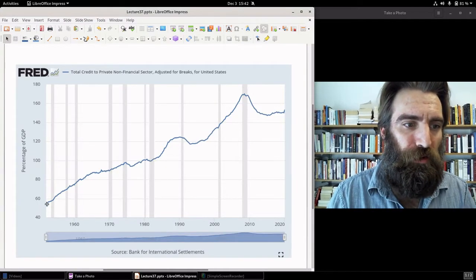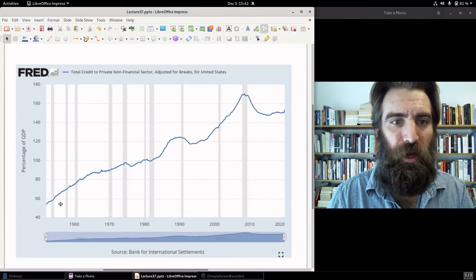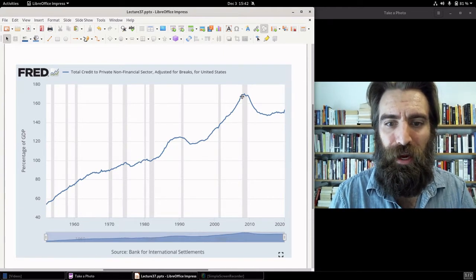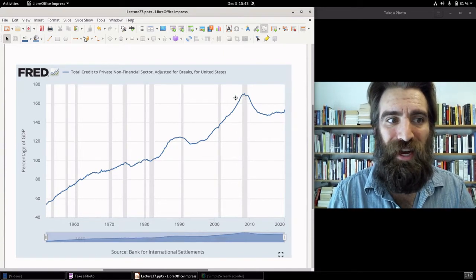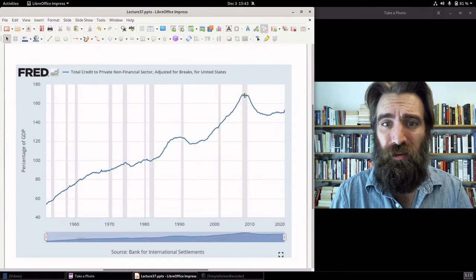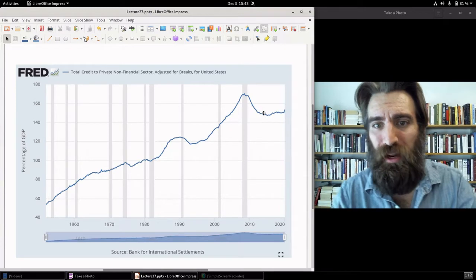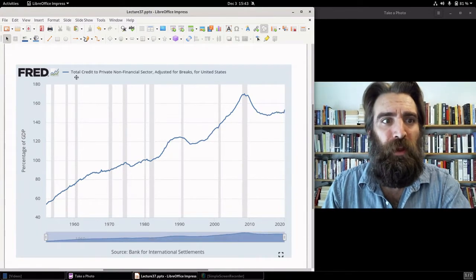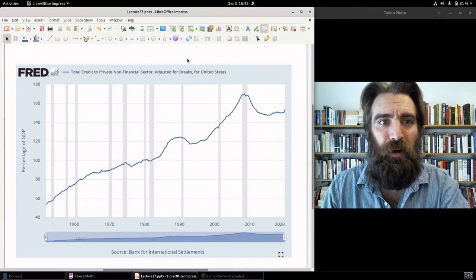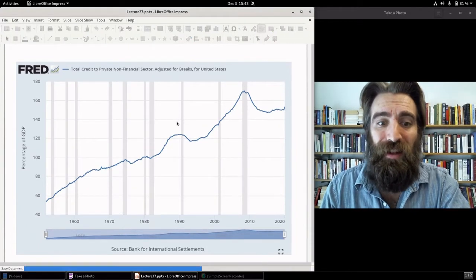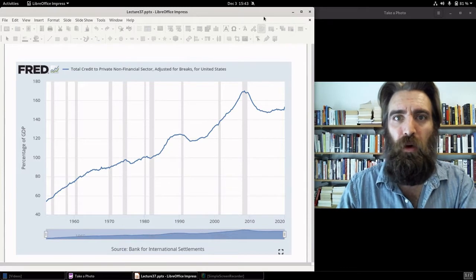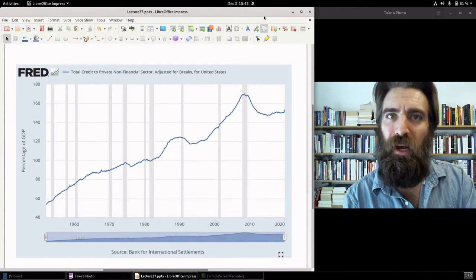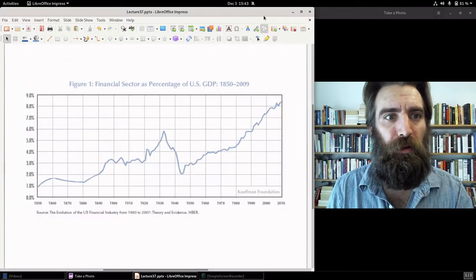Look at this, as a percentage of GDP, it was about 50%. Look at the peak here in 2008, 2009, 165, 170%. It went down a little bit in the 2010s, but not much. I mean, we're still at about 150% of GDP total credit to the private non-financial sector. That's a lot of credit, and it's a result, I would argue, of this variant of capitalism, of unanchored capitalism.